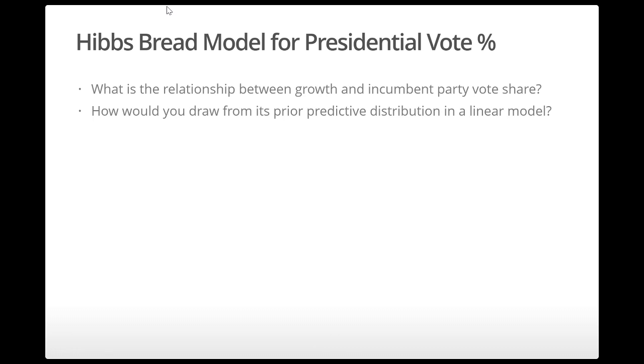So we're basically asking the question, how sensitive, or what would be the prior predictive distribution in a linear model for an outcome variable that is incumbent party president vote share, and the only predictor variable in this case is the growth rate of per capita income over the previous 4-year presidential term. So how would we go about constructing a prior predictive distribution for something like that?